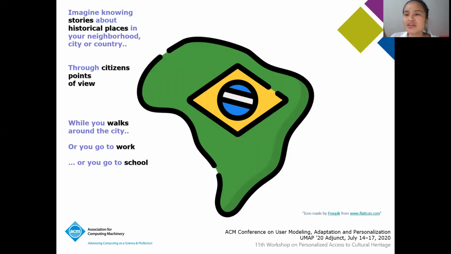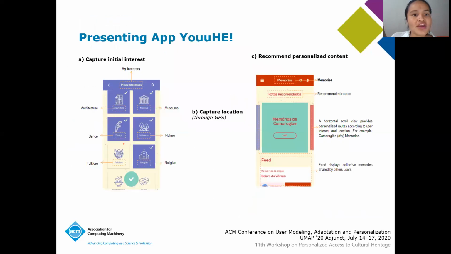imagine knowing histories about a historical place in your neighborhood or in your city or in your country, but not from the books, not from the internet or Wikipedia, but through different points of view. So imagine that while you are walking around the city, or when you go to work, when you go to school. Based on that idea, we are proposing this application, UWE.